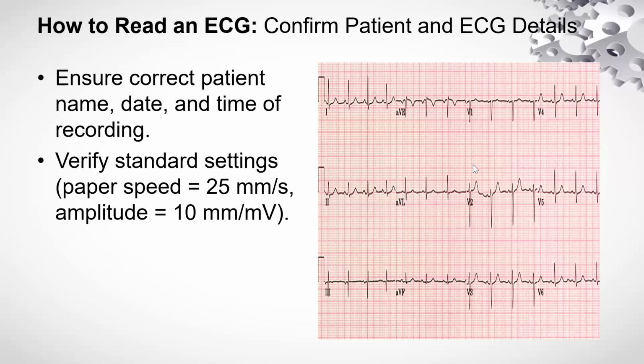The first thing you're going to do is to understand the step-by-step way to read it. The first thing is to confirm the patient's details. Ensure the correct name, the date, and the time of recording, and this is important. Also, you want to verify the standard settings: is the paper speed and the amplitude correct? That is the paper speed at 25 millimeters per second, while the amplitude is about 10 millimeters per millivolt. So that's the first thing you want to do.